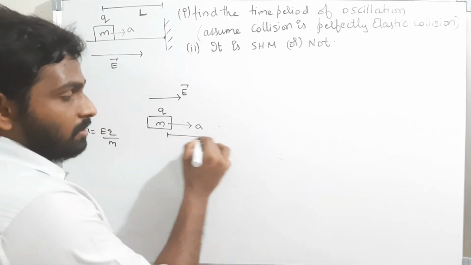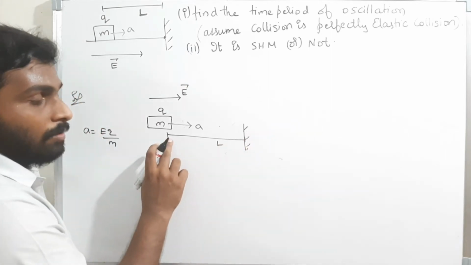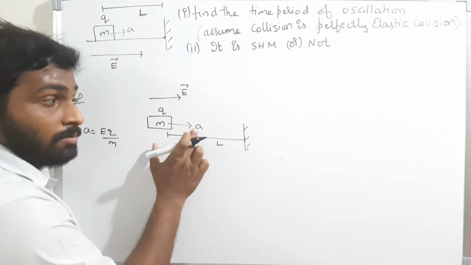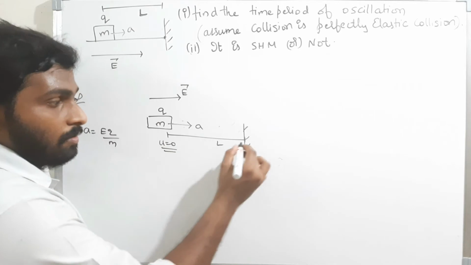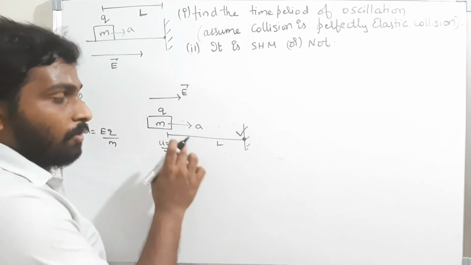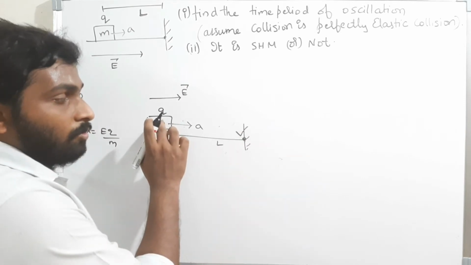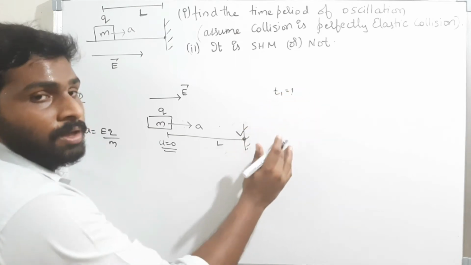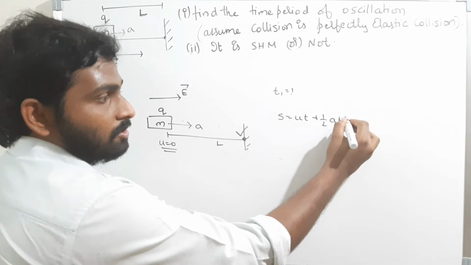Now the body is at a distance L from the wall. Whenever the body is moving from here to here, what is the displacement? L. The initial velocity is 0. Finally here the velocity is v. Well and good. Now what is the time taken by the body to move from here to the wall? Assume it is t1. Therefore s is equal to ut plus half at square.